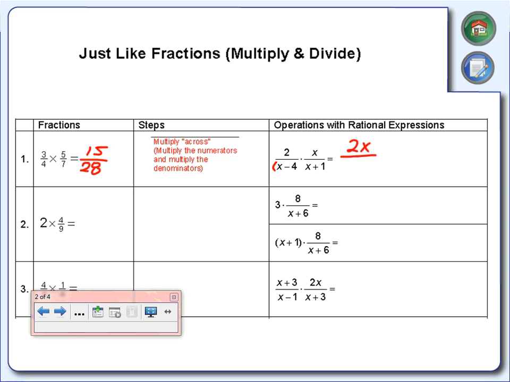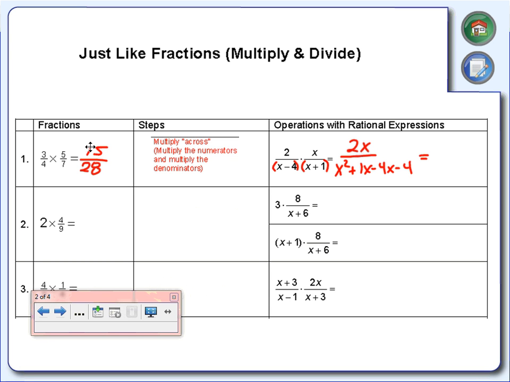Now this is going to require a little more work. We're going to have to do some FOIL on this one. So if I multiply the x times the x, that's going to give me an x squared. If I multiply the x times the 1, x times 1 is 1x. If I multiply negative 4 times x, negative 4 times x is negative 4x. And a negative 4 times 1 is negative 4.